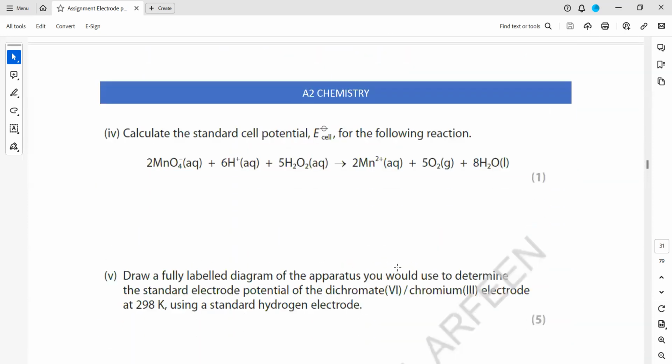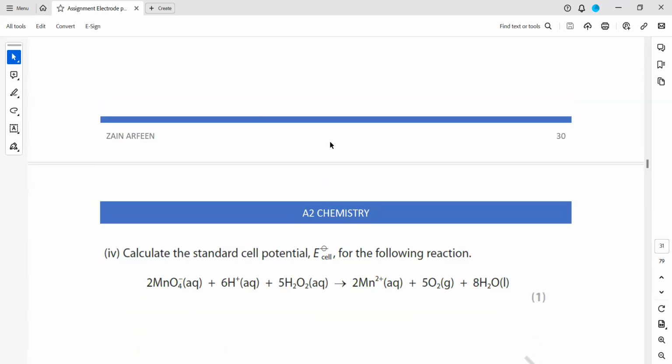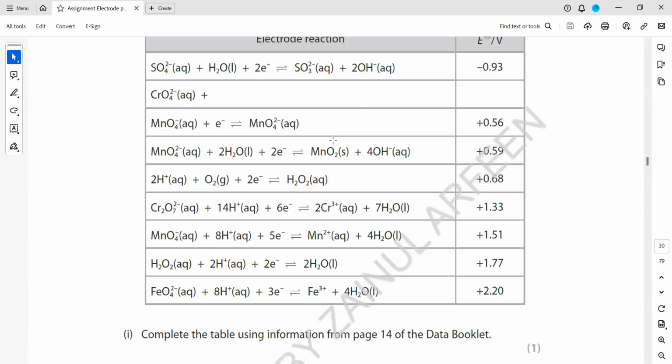The next one is part 4, the standard cell electrode potential we need when MnO4 minus is reacting with hydrogen peroxide. So MnO4 is reacting with hydrogen peroxide. So we mark those reactants. MnO4 is this and hydrogen peroxide is this. Now the one which is having a higher electrode potential, reduction happens. Because if we need the cell voltage, it is redox, meaning reduction minus oxidation.